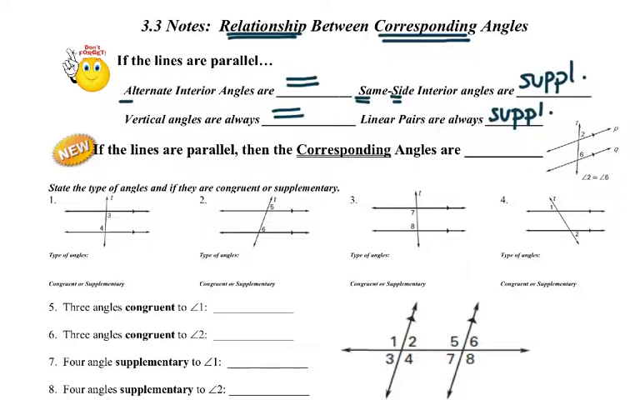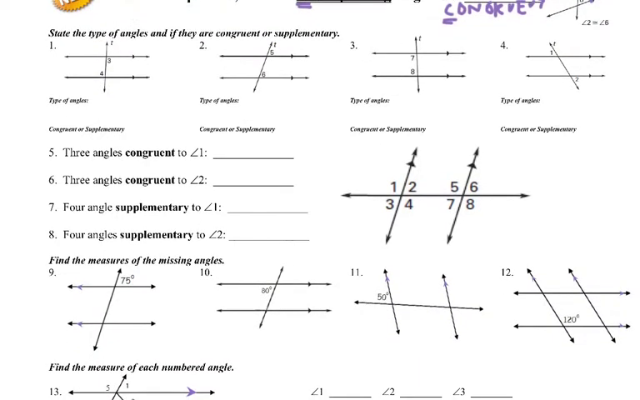Our new thing is saying, well, what if lines are parallel? What do we know about the corresponding angles? The corresponding angles are congruent or equal. I use the word congruent so that we can remember corresponding congruent. And we have a little picture here of the corresponding angles, angle 2 and angle 6. If those lines are parallel, which we see by that little baby arrow, then the corresponding angles are equal.